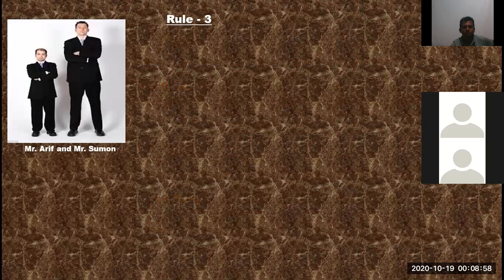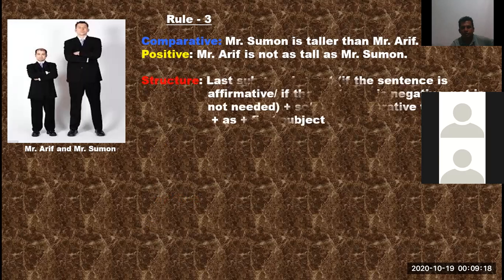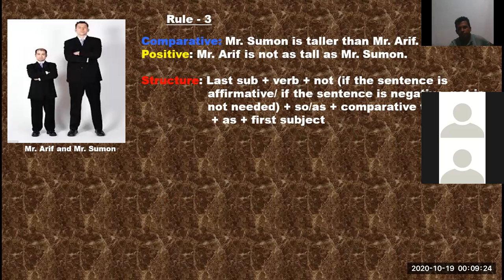Now rule 3. In rule 3 we see comparative to positive, but there is no superlative of this kind of sentence. Mr. Shumon is taller than Mr. Arif. The positive form is: Mr. Arif is not as tall as Mr. Shumon. Here the structure is: latter plus verb plus not if the sentence is affirmative. If the sentence is negative, not is not needed.